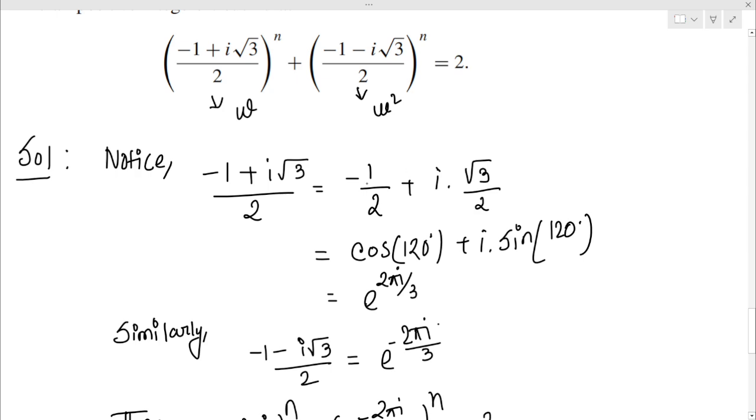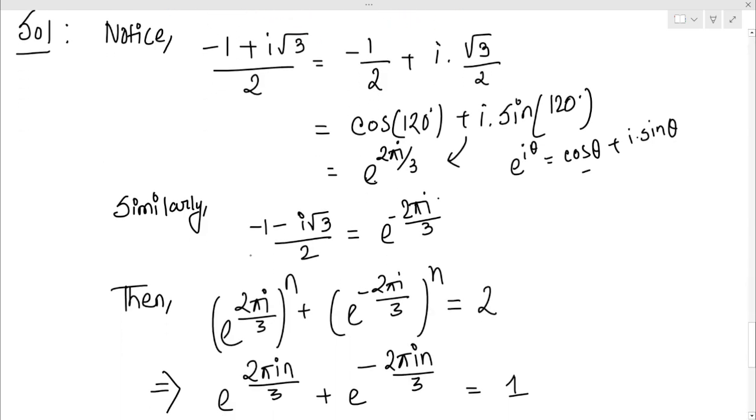So first of all, write minus 1 plus i root 3 by 2 like this, and use the fact that minus half is cos of 120 degrees, which is cos of 2 pi by 3, and root 3 by 2 is sine of 120 degrees or sine of 2 pi by 3. Then use Euler's formula, which is e to the power i theta equals cos theta plus i sin theta. So if you have cos theta plus i sin theta, you can write it as e to the power i theta. Here theta was 2 pi by 3, so we simply wrote it as e to the power 2 pi i by 3.